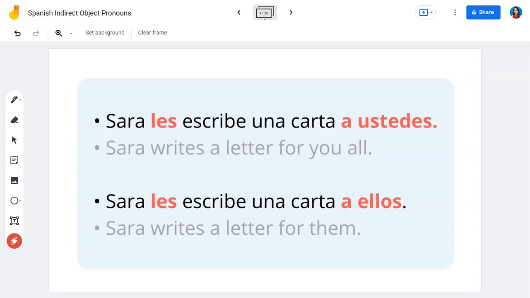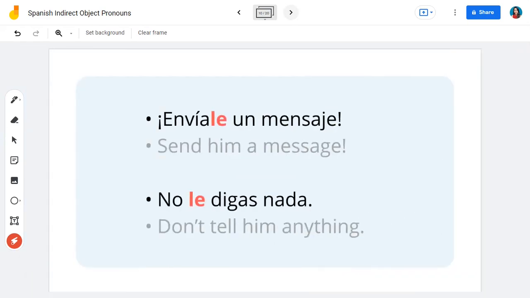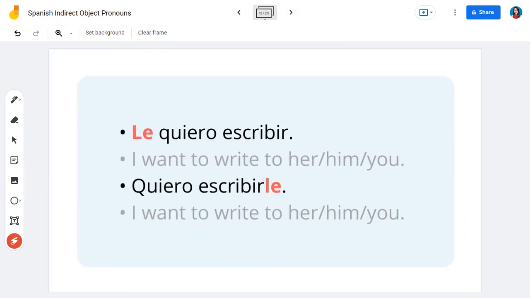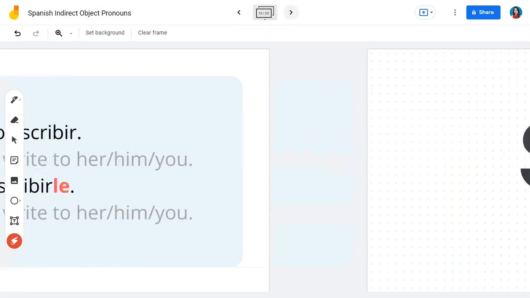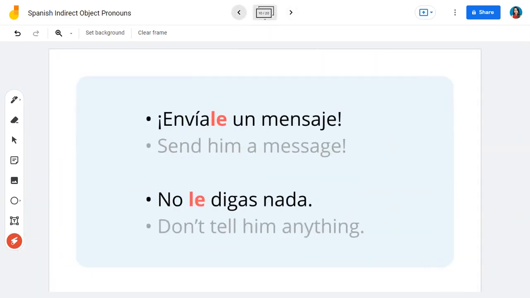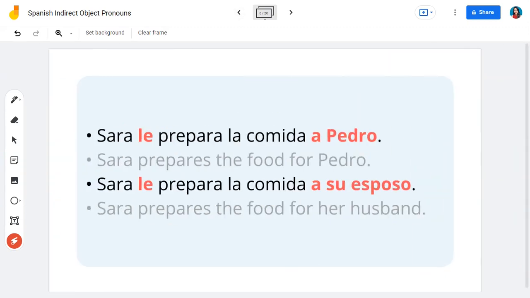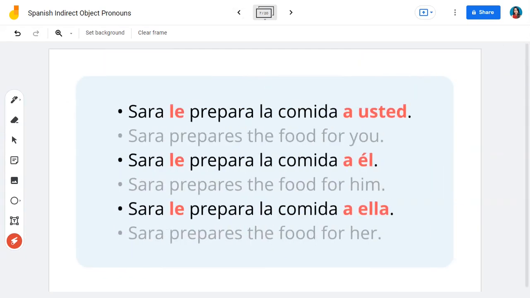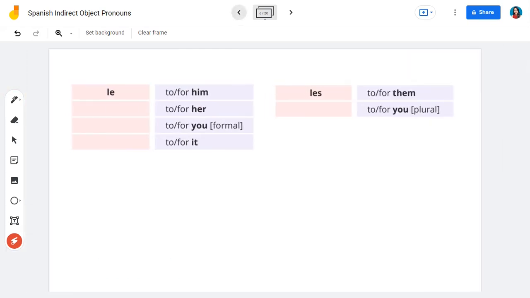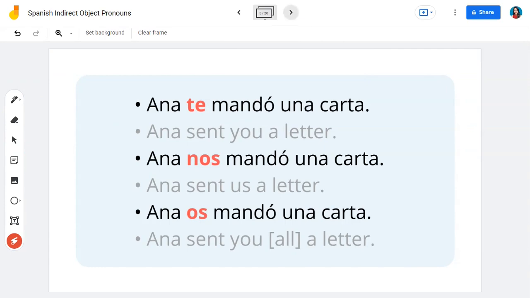But before that, let's move on to the position. Like, where do we place these little words, right? Where do we place these Spanish indirect object pronouns? Okay, first of all, in normal affirmative statements, we always place them before the verb, all right? Always before the verb. You'll see them before the verb, all right?